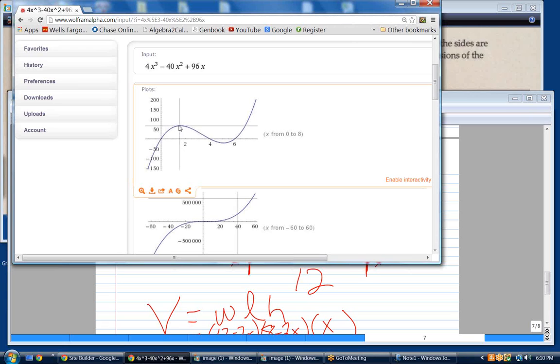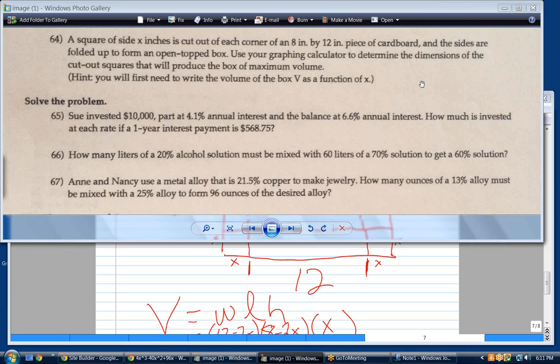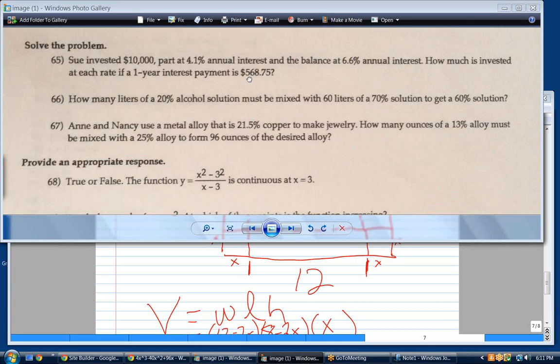That looks right also. But they don't ask for the volume of the box. They ask for the dimensions of the square you're going to cut out. So the square is going to be 1.4 by 1.4. In other words, if I really had such a piece of cardboard and I cut out a square 1.4 by 1.4 out of all four corners, folded it up into a box, I would have the biggest box I could possibly form. Okay, let's go to the next one.